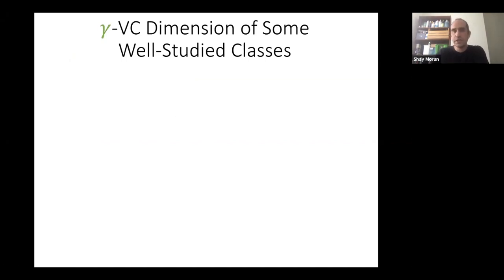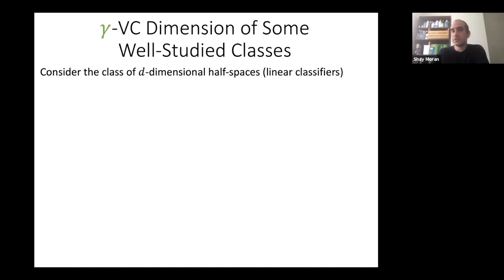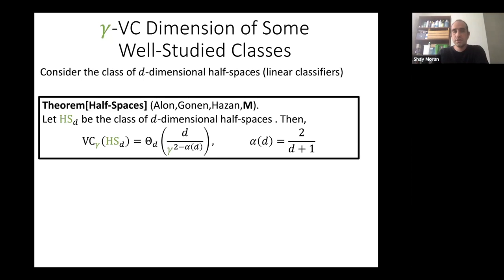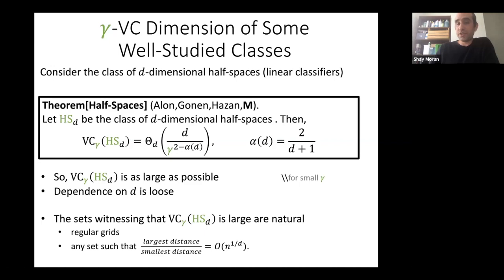In the final slide, I will just tell you about the gamma VC dimension of some well-studied classes. Consider the class of d-dimensional half spaces, linear classifiers. The gamma VC dimension here is actually as large as it can be, so it is a very expressive class in terms of boosting. The dependence on gamma is almost quadratic, 2 minus alpha of d. Let me just mention here that the dependence on d that we get is loose, so that's why I wrote theta sub d. It would be interesting to get, of course, a better bound in terms of d. The lower bound and the upper bound are apart by an exponential.